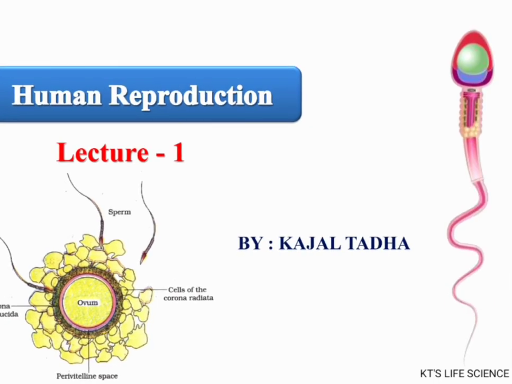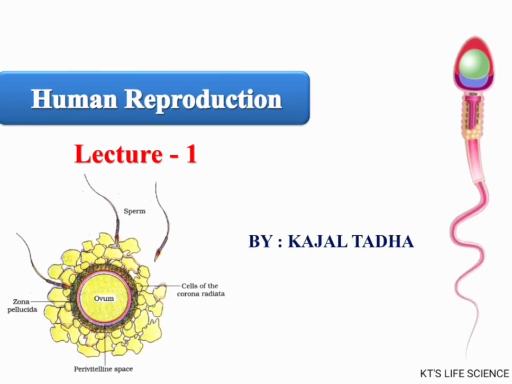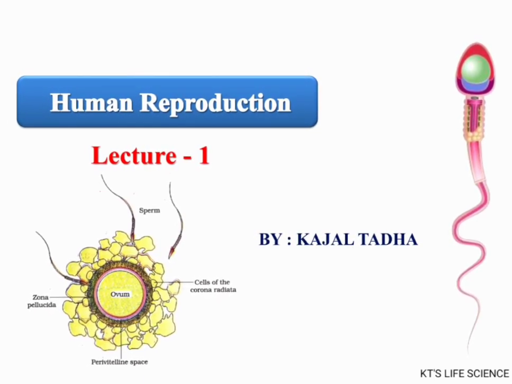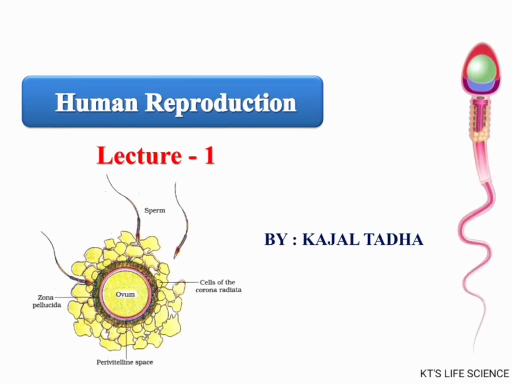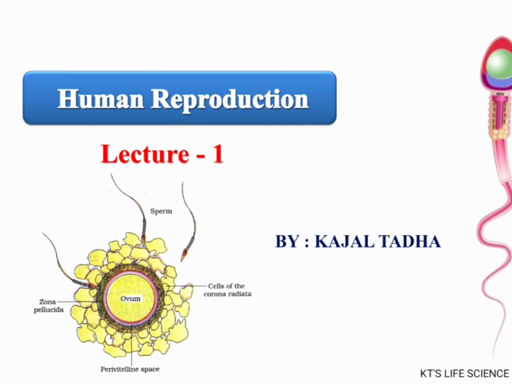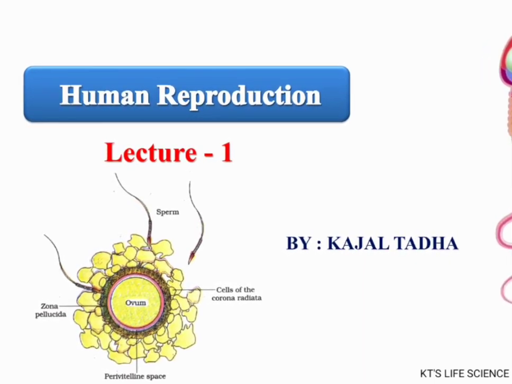For example, sperm formation continues even in old men, but formation of ovum ceases in women around the age of 50 years. Let us examine the male and female reproductive systems in human. In this video lecture, you will learn about male reproductive system.